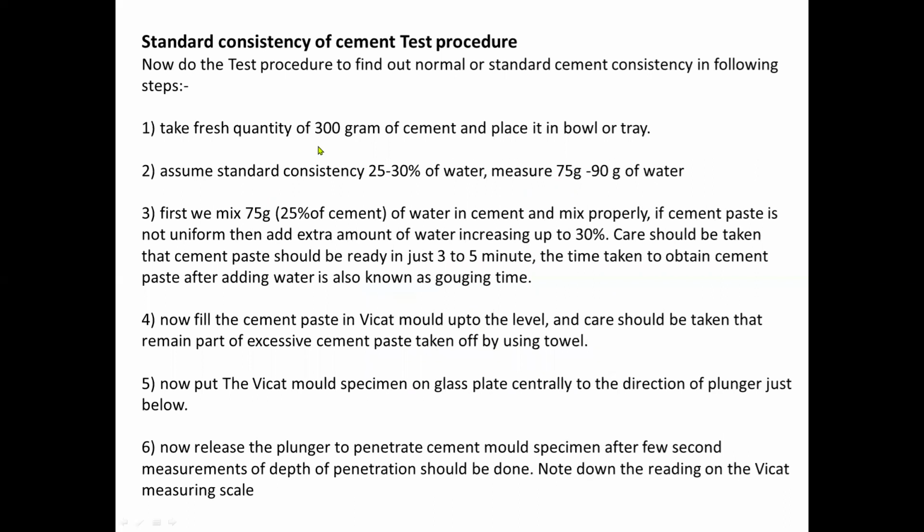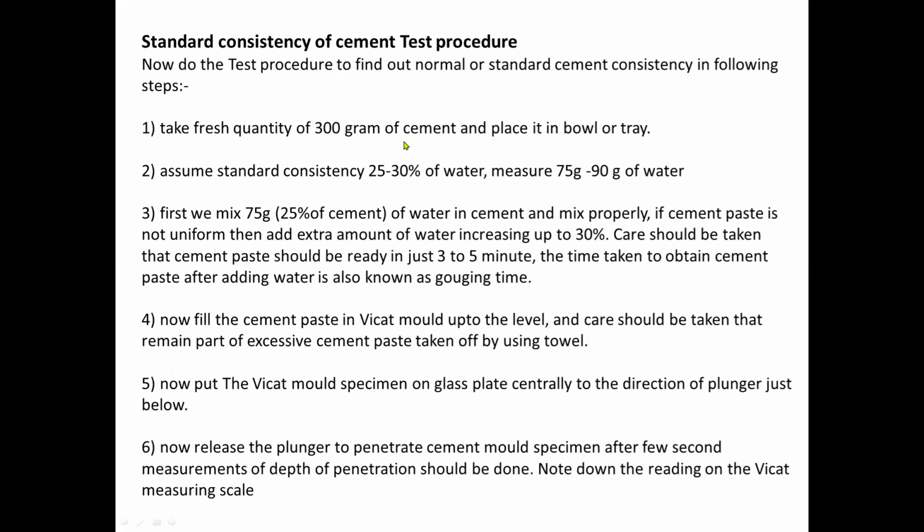Take a quantity of 300 grams of cement and place it in a bowl or tray. Assume standard consistency, 25 to 30% water. Measure 75 grams to 90 grams of water. First, we mix 75 grams, 25% of the cement, of water into the cement and mix properly. If the cement paste is not uniform, then add extra water, increasing up to 30%. Care should be taken that the cement paste is ready in just 3 to 5 minutes. The time taken to obtain cement paste after adding water is also known as gauging time.